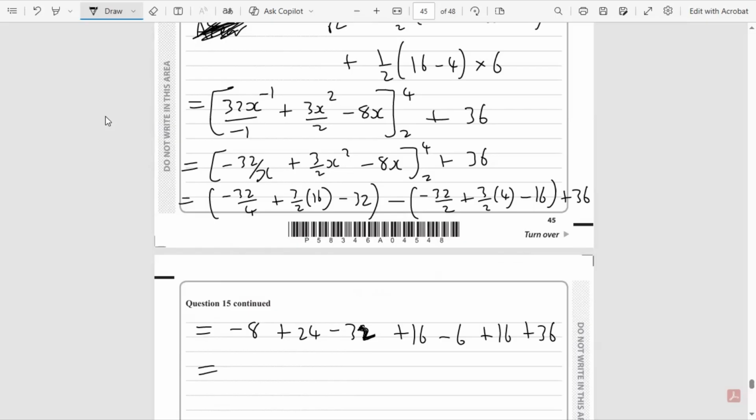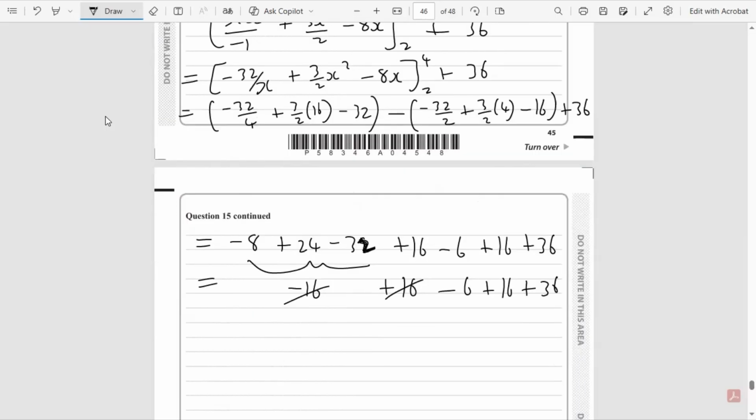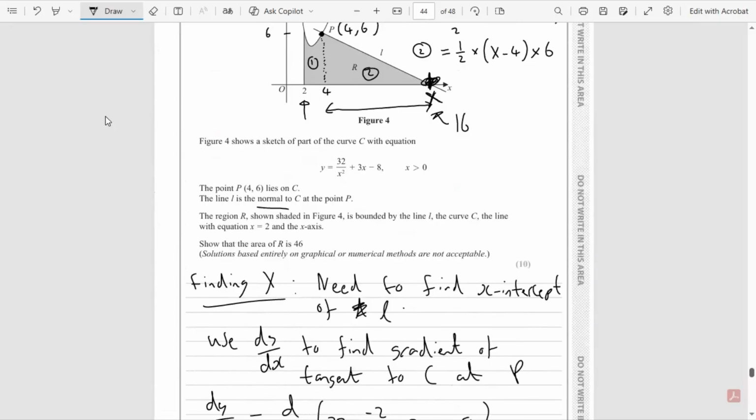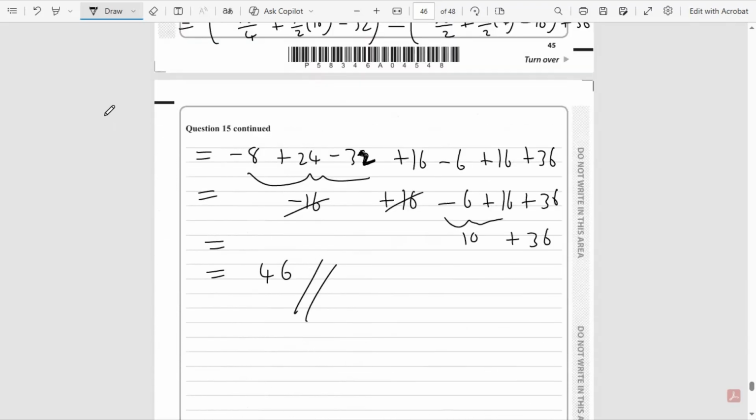Now we've got minus 8 plus 24, which is 16, and then minus 32. Those three terms give you a minus 16. We then have a plus 16 next, so those cancel out. You then have minus 6 plus 16 plus 36. Minus 6 plus 16 gives you 10. So you have 10 plus 36, which is 46, and that is the answer we needed. I think it was, yep, 46. That's what we needed to show, and we've got our final area there.